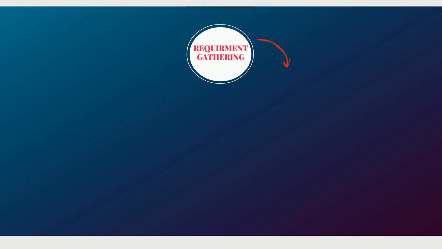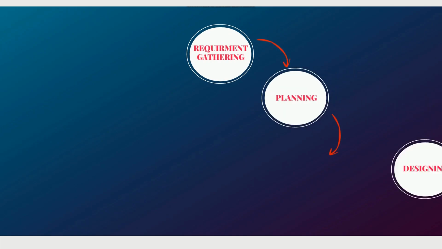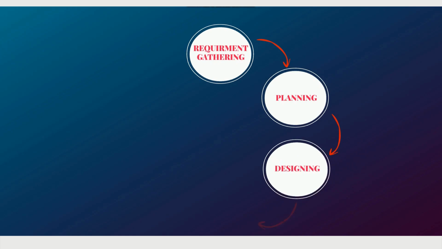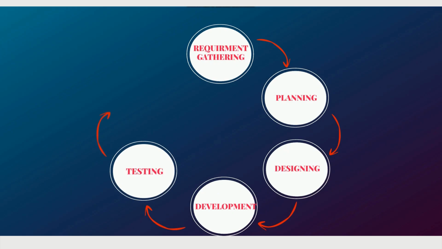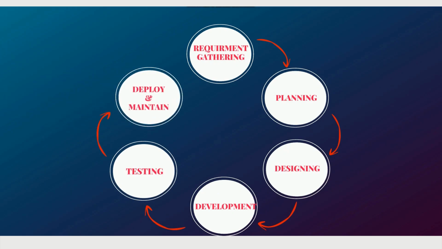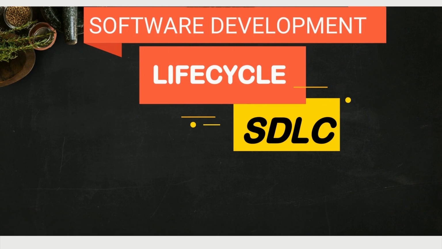Let's see the entire process again. First, requirement gathering, then planning. Architects design the software, developers create the software, testing is conducted by software testers, and the operations team will deploy and maintain the software. This entire process is called the Software Development Life Cycle, in short SDLC.